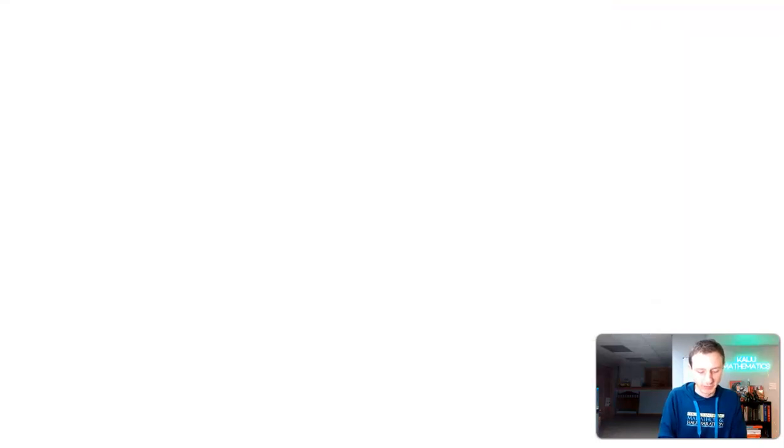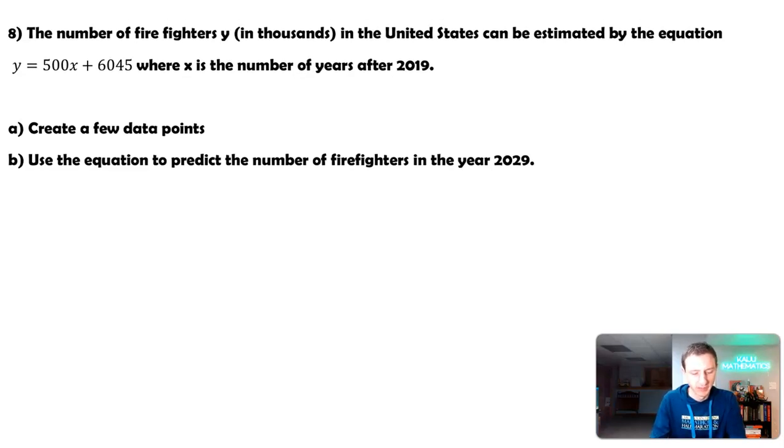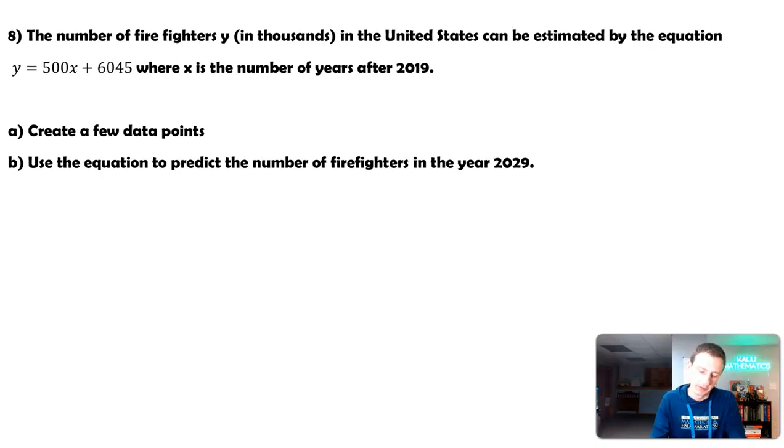I think I just have one more example. The number of firefighters y in thousands in the United States can be estimated by the equation y equals 500x plus 6,045, where x is the number of years after 2019. Create a few data points. Use the equation to predict the number of firefighters in the year 2029.